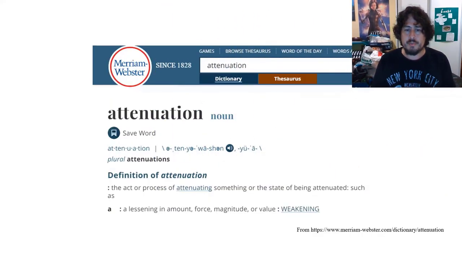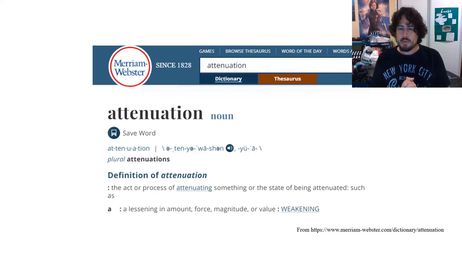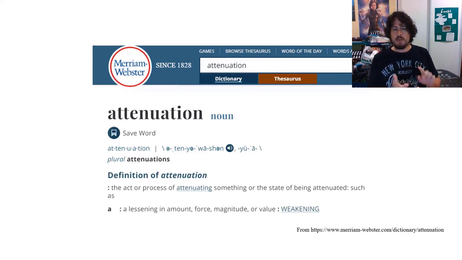Hello, welcome back. We're going to talk about the attenuation of X-rays. If you look up attenuation in the dictionary, you get the act or process of attenuating something or the state of being attenuated, such as a lessening in the amount of force, magnitude or value, weakening. That's the key bit to this here. It's about the attenuation of X-rays and the use of attenuation for certain effects.